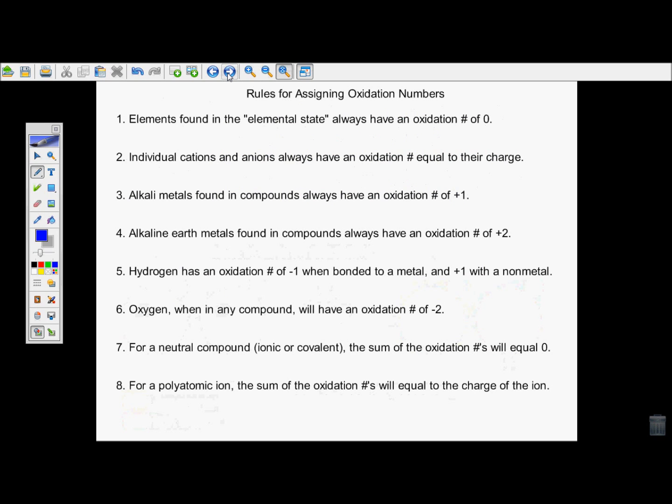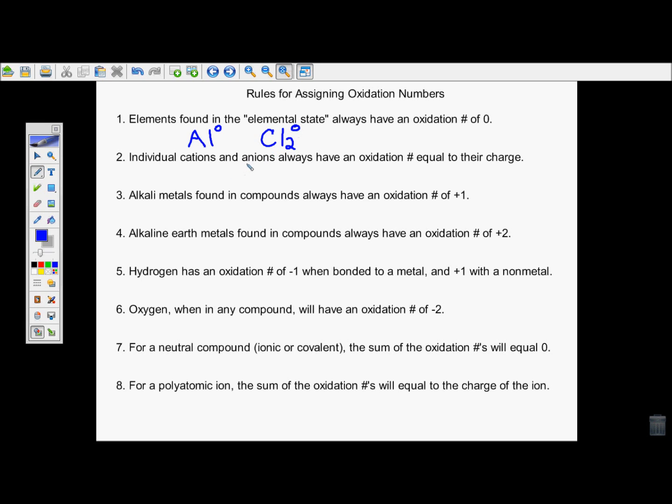Okay, so before you can determine what has been oxidized and what has been reduced, you must assign the oxidation numbers, and these are the rules that apply. The first rule is that elements found in their elemental state always have an oxidation number of 0. This means that elements that are not in compounds, like if you just have solid aluminum, its oxidation number will be 0. The elemental state also applies to diatomic molecules, so chlorine gas will also have an oxidation number of 0.